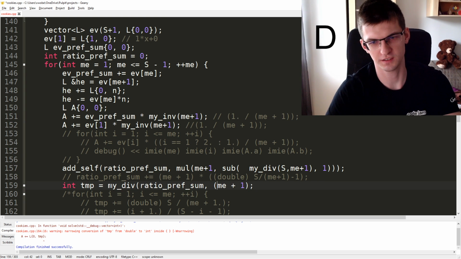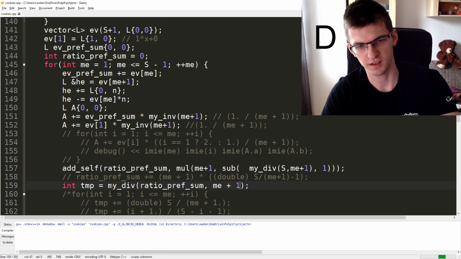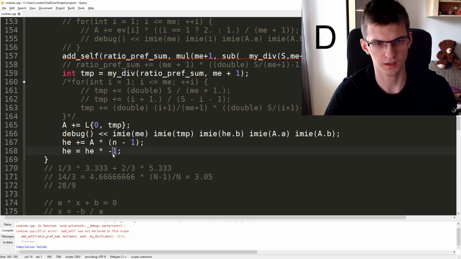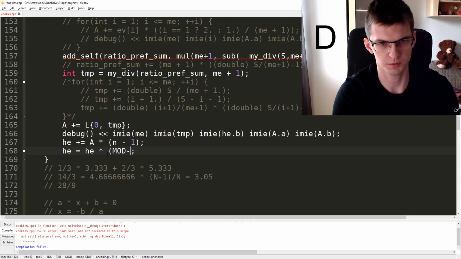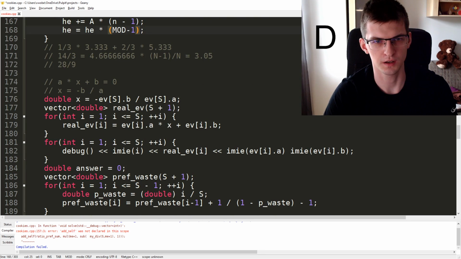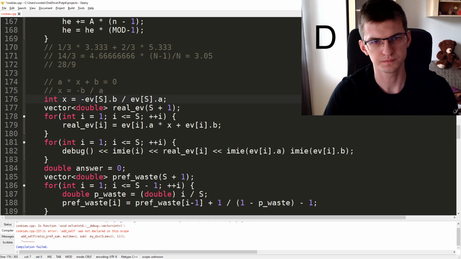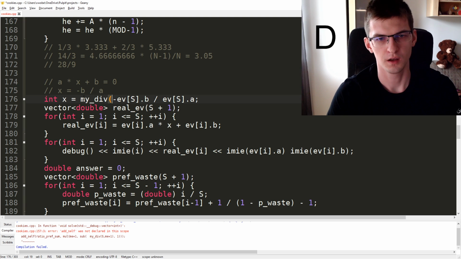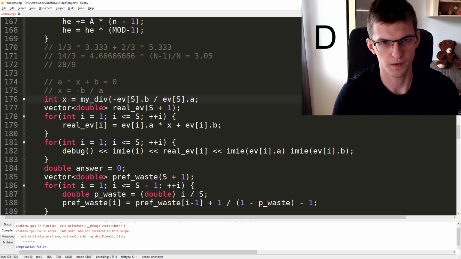Do you feel excited? I might get accepted in like 3 minutes. Yeah, add self doesn't exist. This is L, so it's fine. This is L, so it's fine. Minus 1, this should be actually not minus 1. Do I use minus 1 anywhere else? No. This is my diff of first mul minus 1 by that.